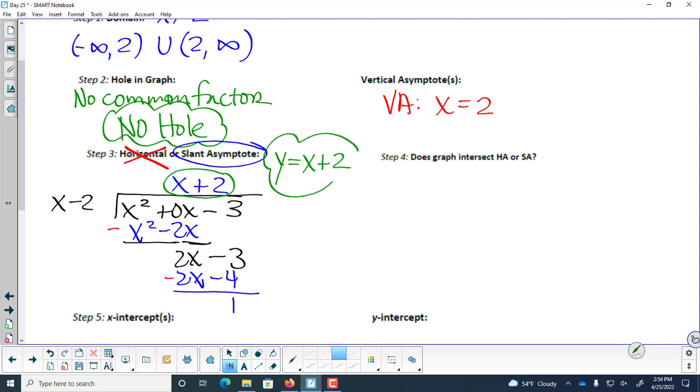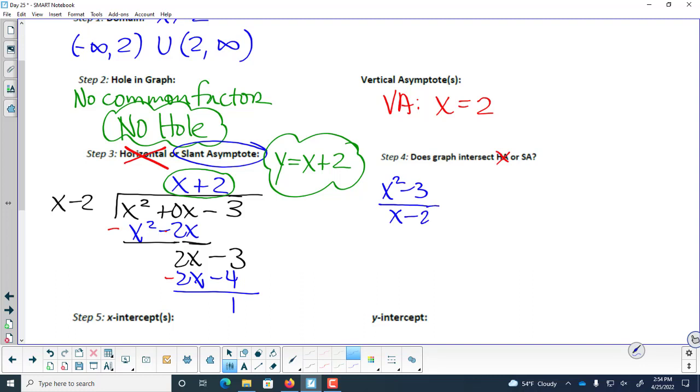Okay, so here we can check. Does our graph cross our slant asymptote? The hard way, or the long way, would be to set the function equal to y equals x plus 2 and solve. It's not hard, it's just more work, right? I'm just gonna write it down for notes, but you don't have to do it.